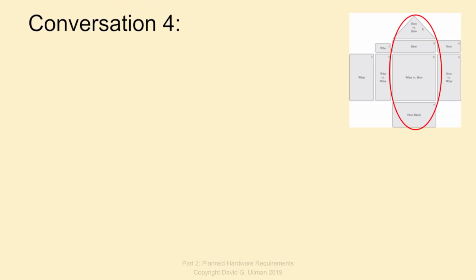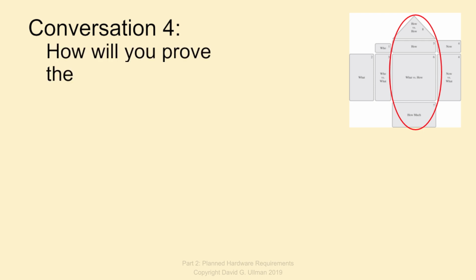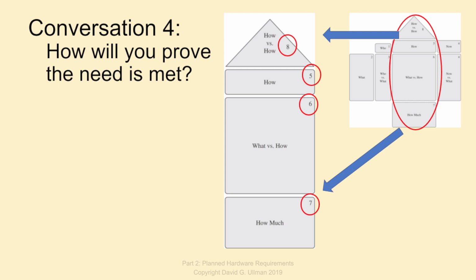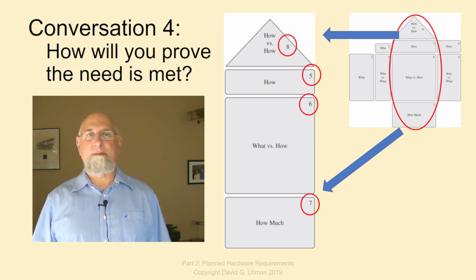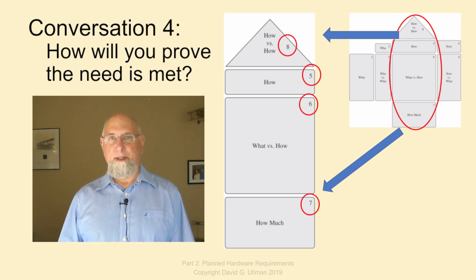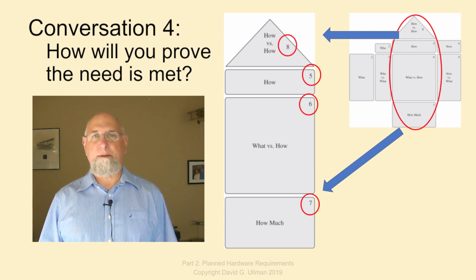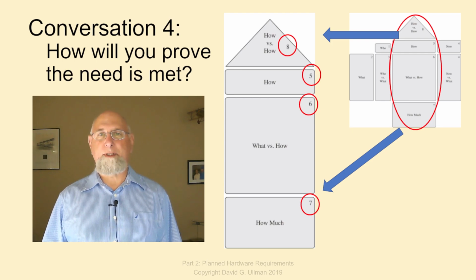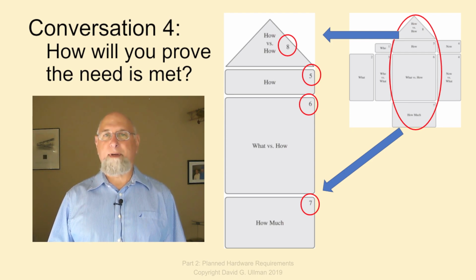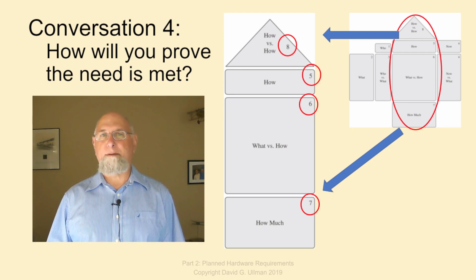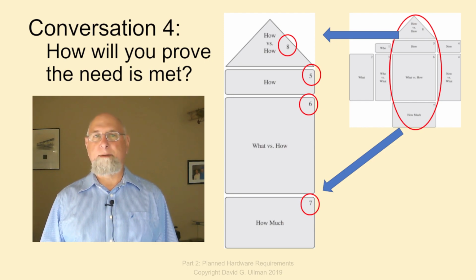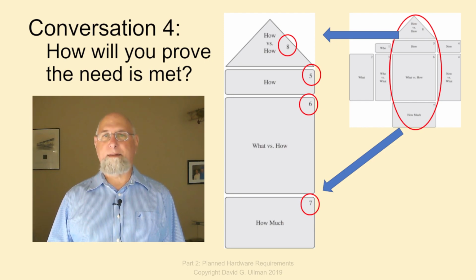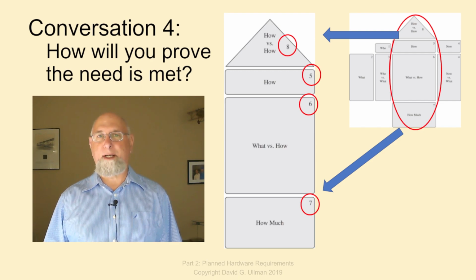The QFD is very strong in its support of the fourth key conversation. How will you prove the need is met? This is addressed in 4 separate rooms. The results of Room 5 is a set of engineering specifications, the measures used to confirm that the requirements are met. Room 6 ties the voice of the customer to the measures. Room 7 develops the targets, and Room 8 the interrelationships between the measures. All of these combine to give a set of testable measures and targets.